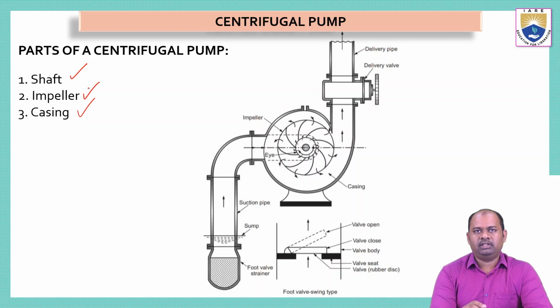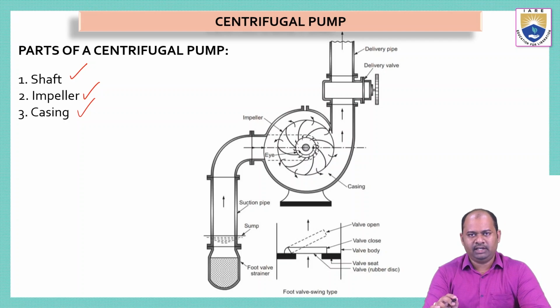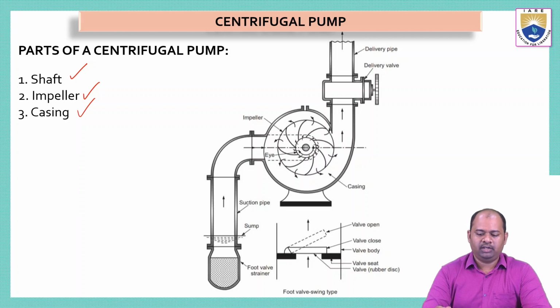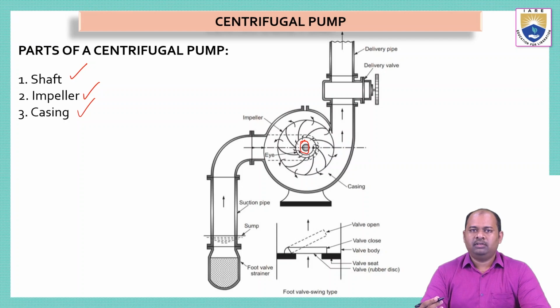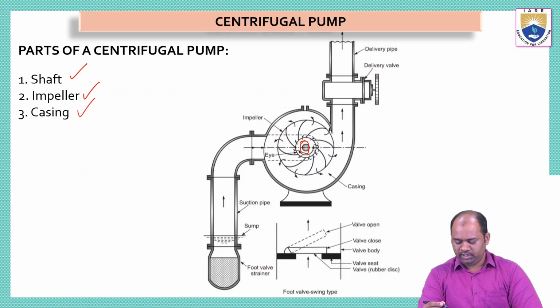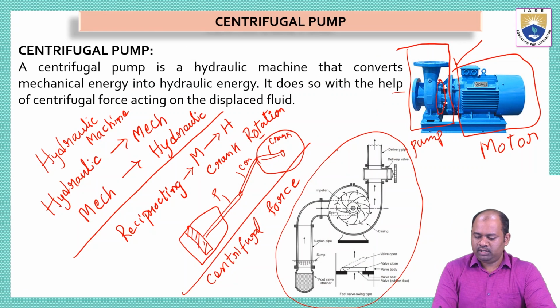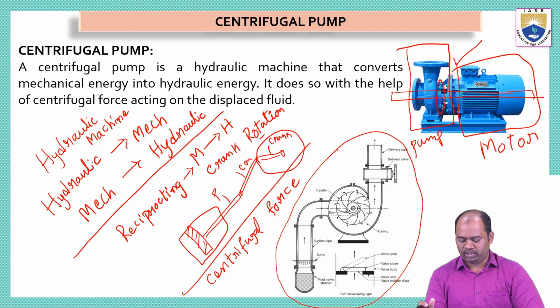Now let us try to understand what is a shaft. A shaft is a cylindrical rod which is connected to the impeller. That means it is connected here. Remember, we are seeing this cross-sectional view. The shaft is perpendicular to this screen. This shaft is connected to the electric motor, as we have seen in the previous slide. So here in this diagram, we can simply say this is how a shaft is placed. It is placed between the centrifugal pump and the electric motor.